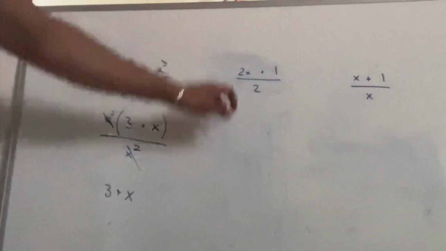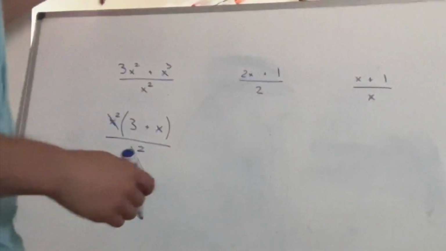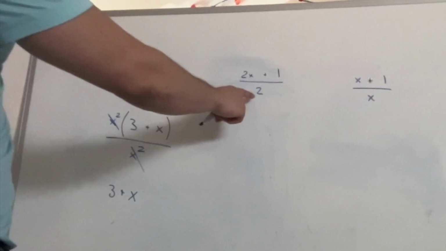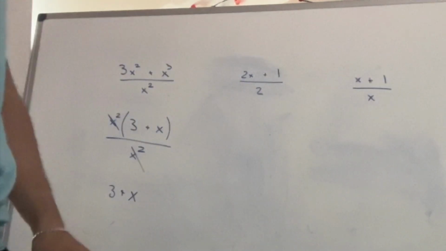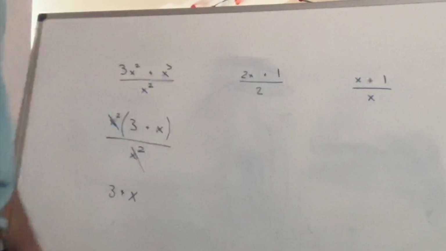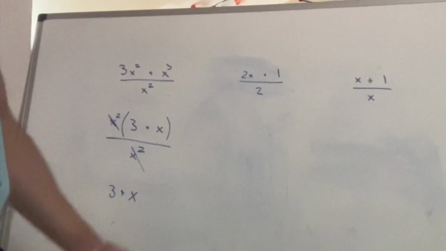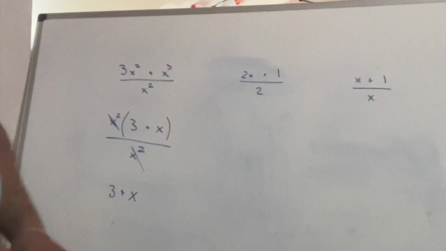For here, how can I simplify this further? Well, I have a 2 here and a 2 here, but I don't have a 2 here, right? So this is a 2x, this is a 1, so I can't add them together. So there's nothing I could do here. This is just a trick question. This is already at its simplest form.